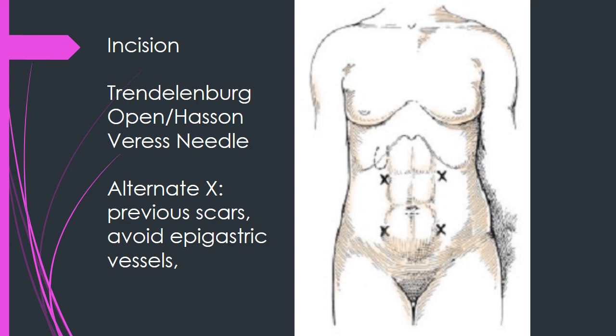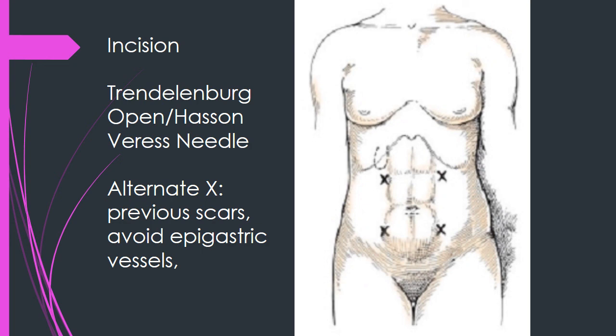Usually we prefer a subumbilical position. Remember, don't go too low subumbilically, because you may hit the urachus or you may hit the urinary bladder in case it is full. There are some alternate sites where you can put your pneumoperitoneum.